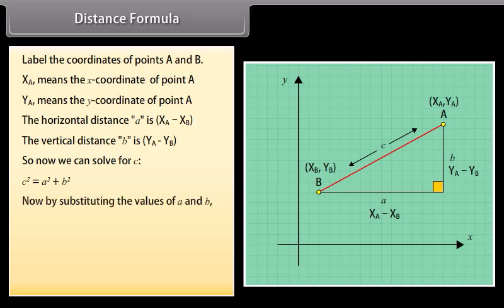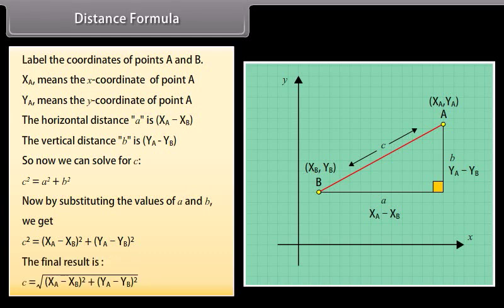Now by substituting the values of A and B, we get C square is equal to (XA minus XB) whole square plus (YA minus YB) whole square. The final result is C is equal to under root of (XA minus XB) whole square plus (YA minus YB) whole square.